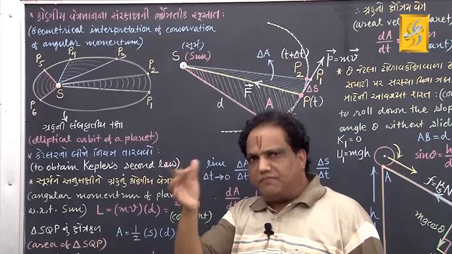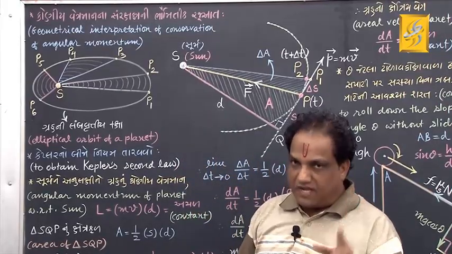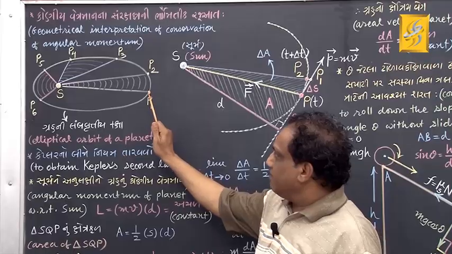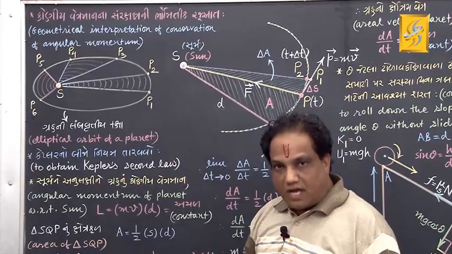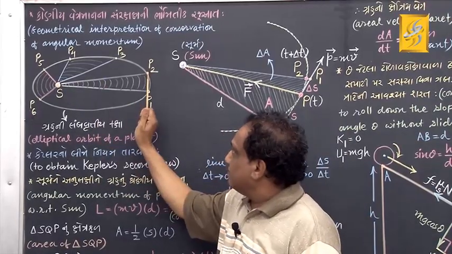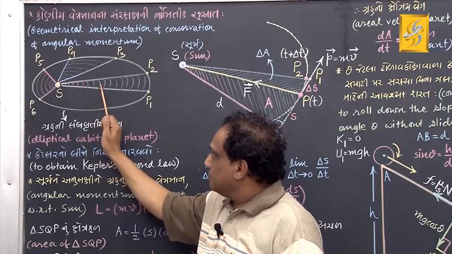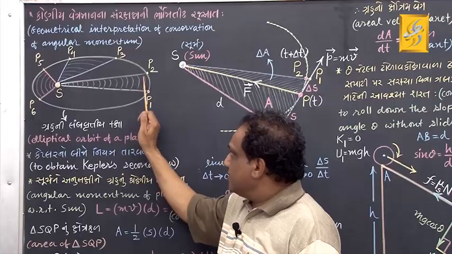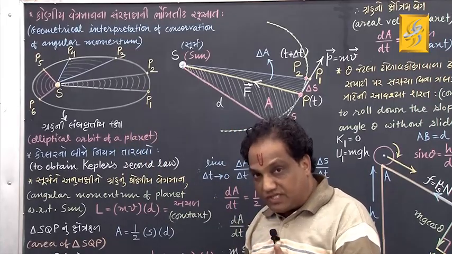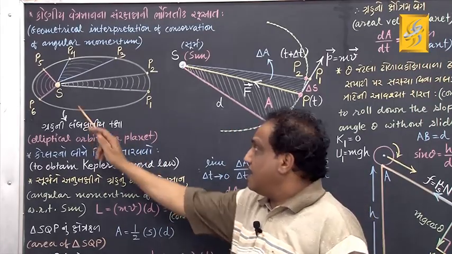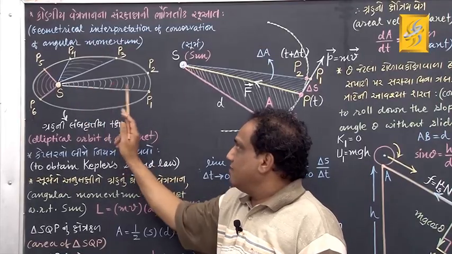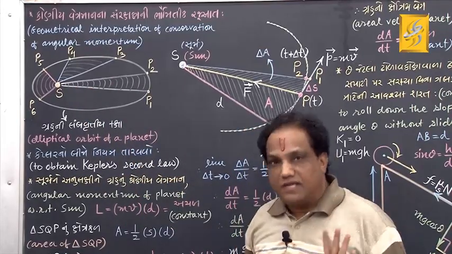After some time, say delta t, suppose the same planet comes over here. Again join Sun and planet by this line. So this shaded area is the area swept by the line joining Sun and planet in time delta t.